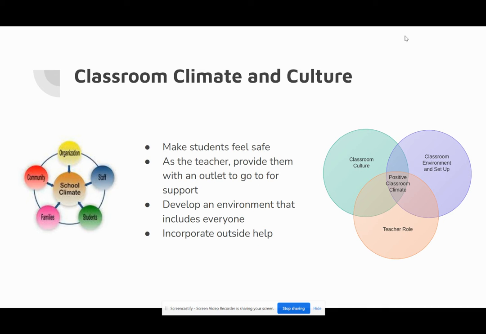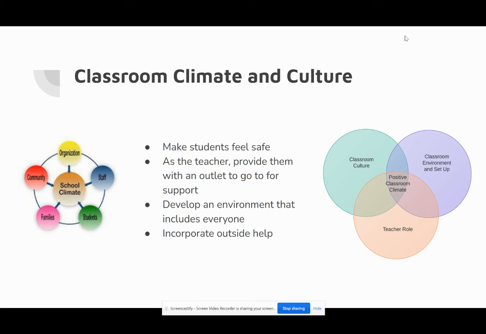Classroom culture and climate. We need to make sure that our students feel safe, give them an environment in which they feel wanted and accepted. As the teacher, we need to provide them with outlets for support. So not just giving them a classroom saying, hey, you can hang out here if you want. Being an outlet for them to come to you, whether they have a serious issue to talk about, someone to just vent to, or we are mandated reporters, so that falls in that realm of providing them that outlet that they need to and want to come to.